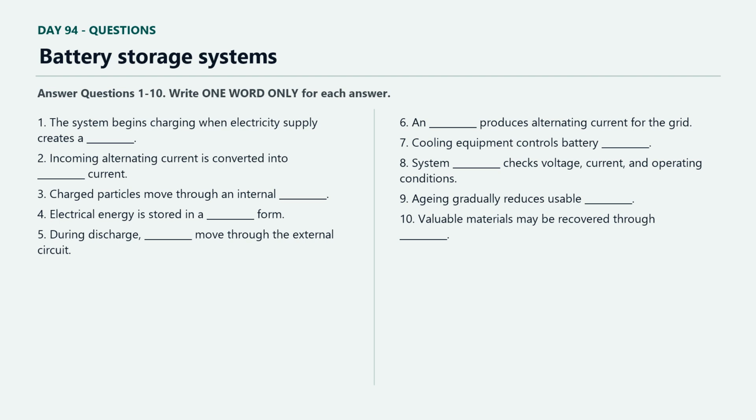If the separator is damaged, an internal short circuit can create rapid heating. Electrode materials accept or release the moving particles according to reversible reactions. The supplied electrical energy is thereby stored in chemical form within the cell materials.